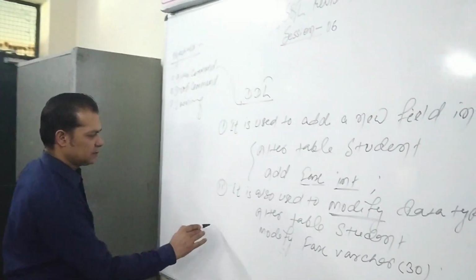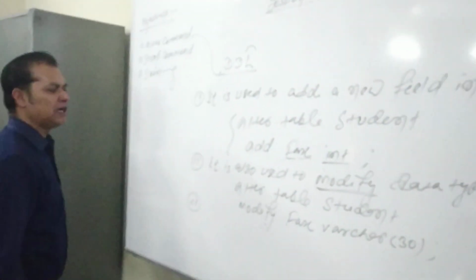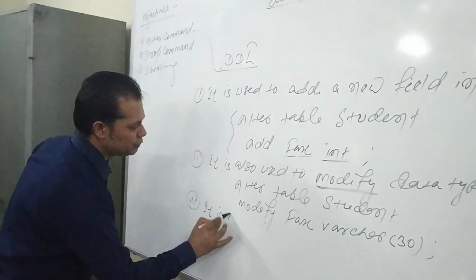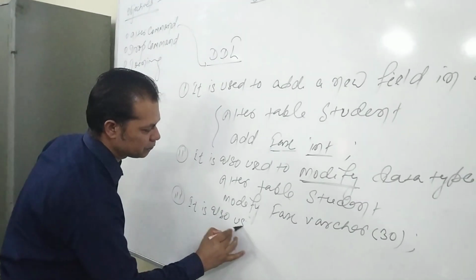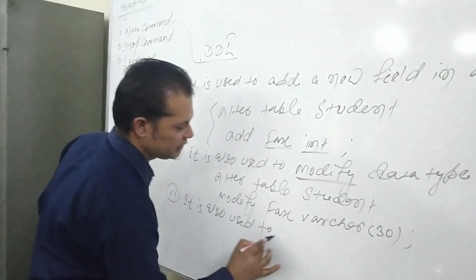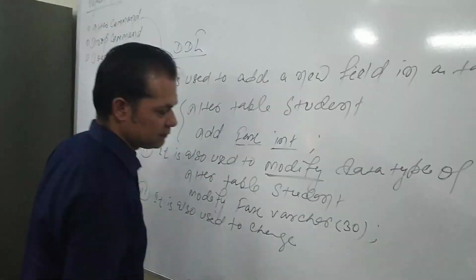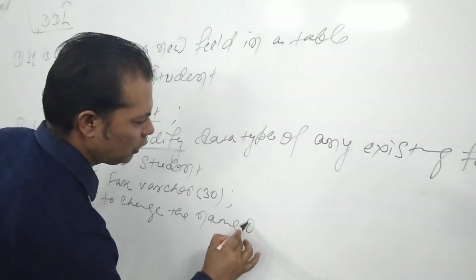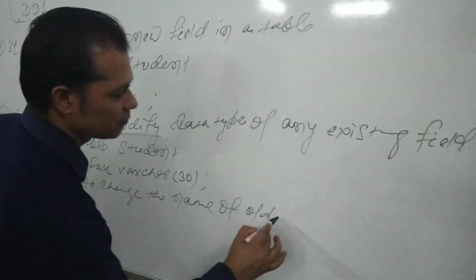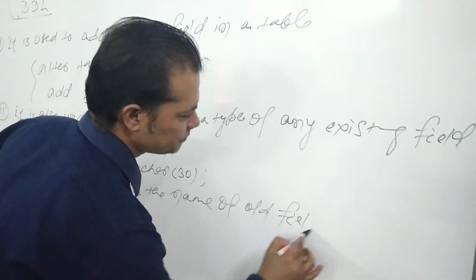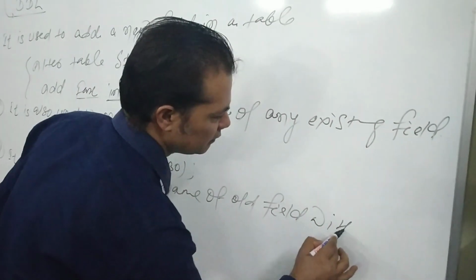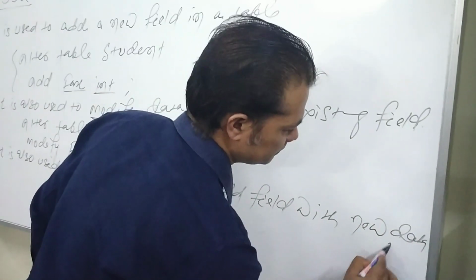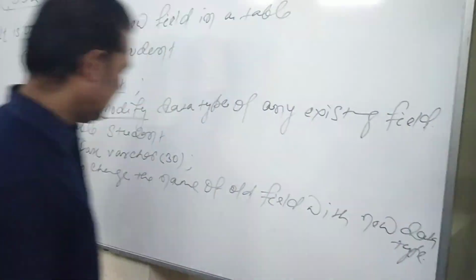Now the third purpose or third flavor of alter is it is also used to change the name of an old or existing field with a new data type. Let's see the command.